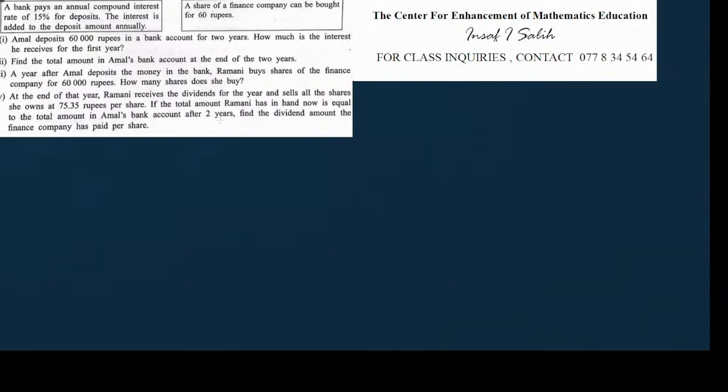All right, so let's look at 2025 GCE, 2025 paper 2 question number 1. We have been told a bank pays an annual compound interest rate of 15% for deposits. The interest is added to the deposit amount annually. And there's another thing that has been given to us: a share of a finance company can be bought for 60 rupees.